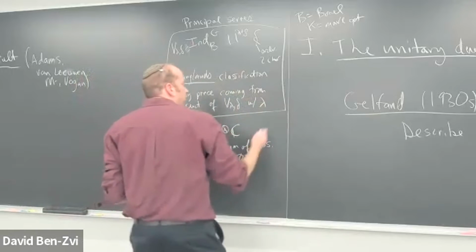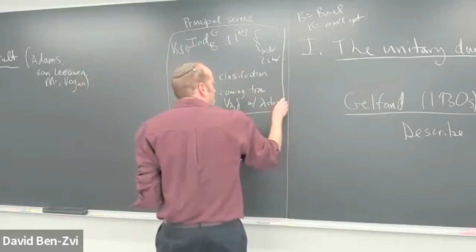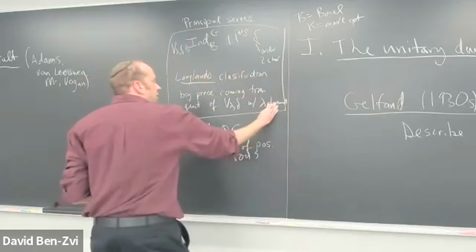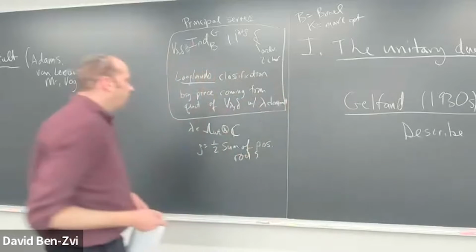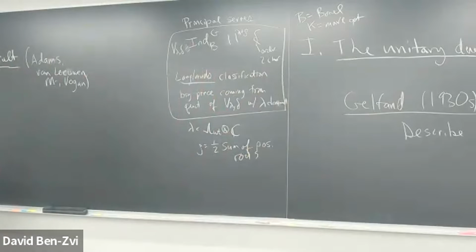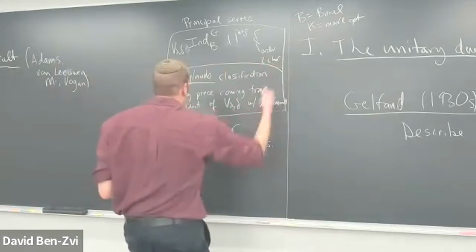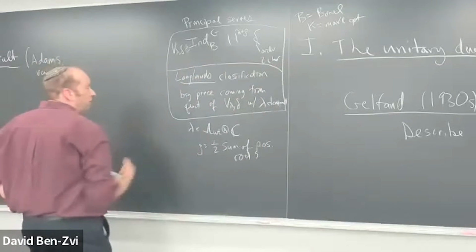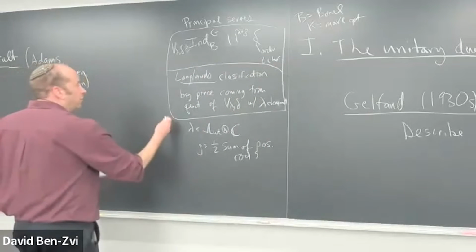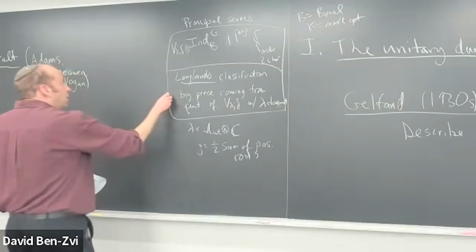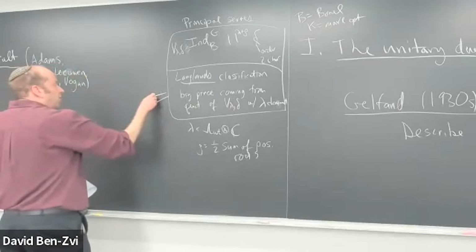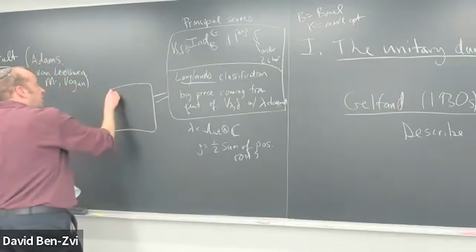And here lambda is dominant, meaning that its pairing with any simple co-root is not negative. Okay. So this family is important because it's where modular forms come from, it's where Eisenstein series, all the things that a number theorist like me would want to look at are here. And it's also interesting that these are the representations.